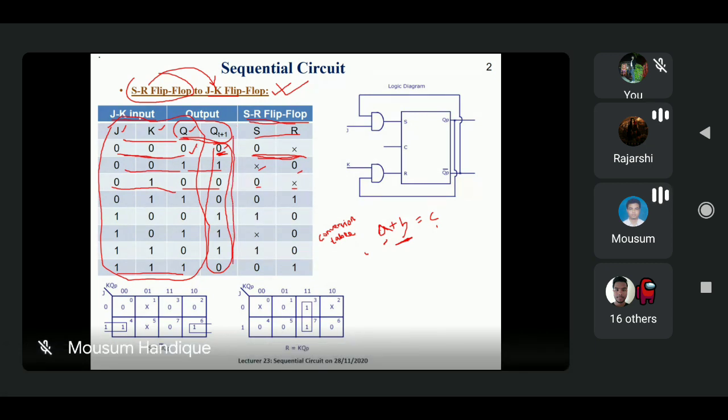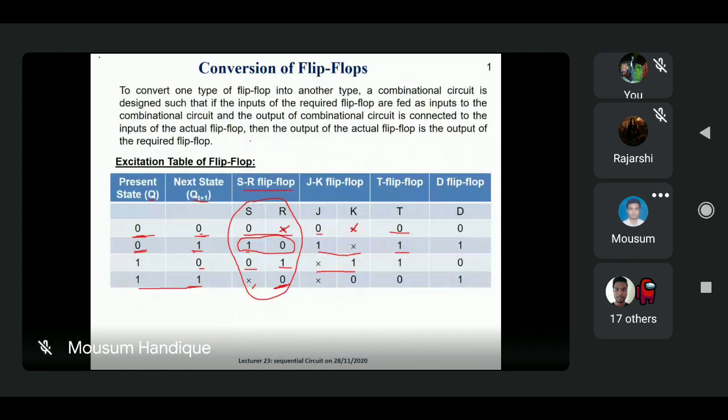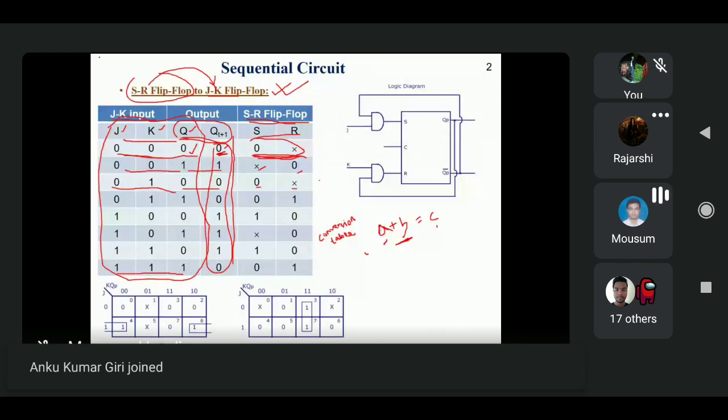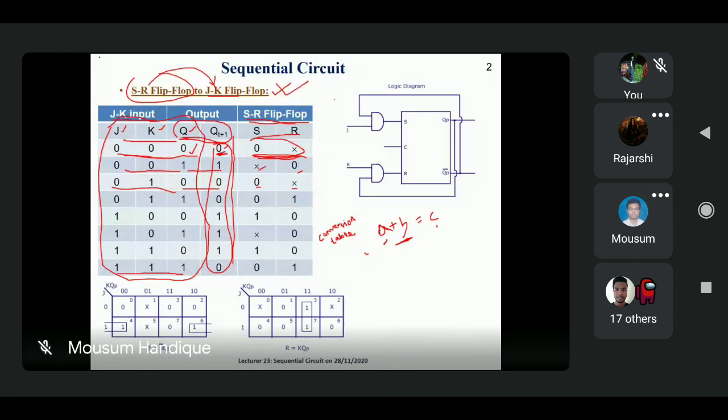And when you are getting the next state, that means you have a present state and next state. So when present state is 0 and next state is 0, then what is the value of SR? This particular value we are getting from the excitation table. So you can clearly know when we are using the excitation table and when we are using the state table. Now see here.